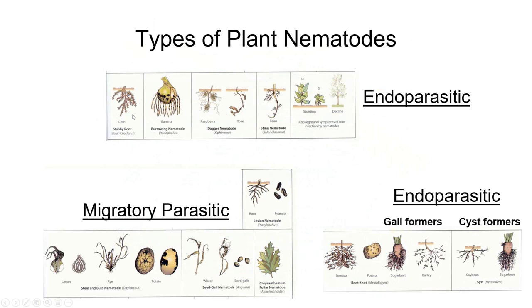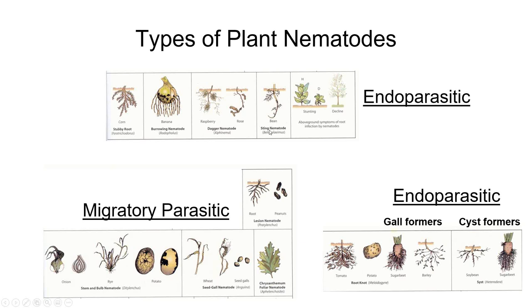Here's a root system of corn affected by the stubby root nematode. You can see the damage it's caused on the root. It's deformed the root. Here is, well, this is banana. We're not going to have that on the prairies, but let's go to raspberry, rose with a dagger nematode causing damage, just really deforming the root system, not making it very effective.